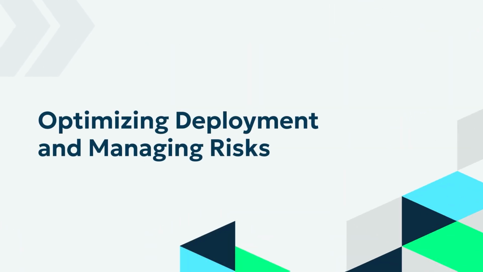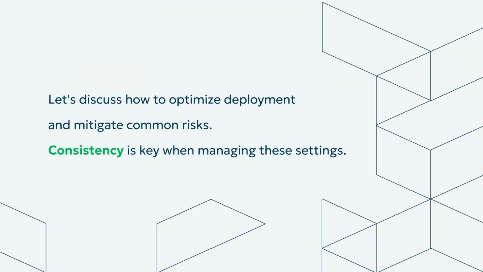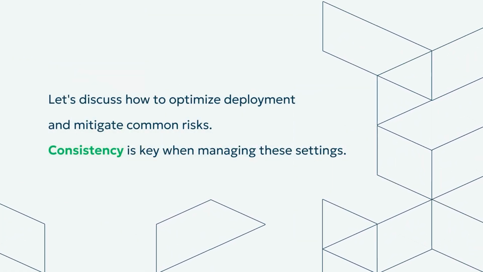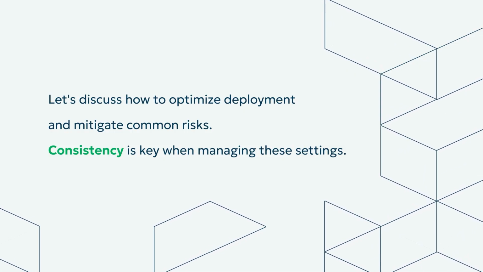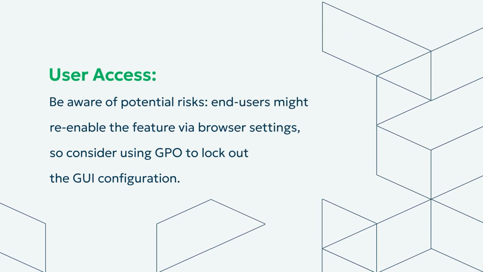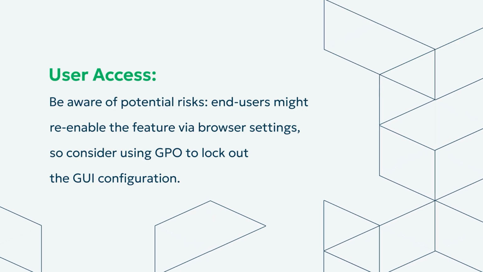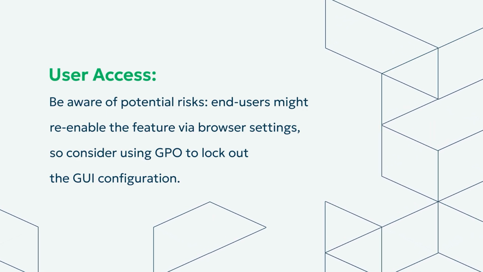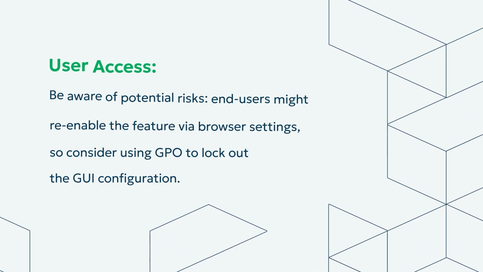Optimizing deployment and managing risks. Let's discuss how to optimize deployment and mitigate common risks. Consistency is key when managing these settings. User access. Be aware of potential risks. End users might re-enable the feature via browser settings, so consider using GPO to lock out the GUI configuration.